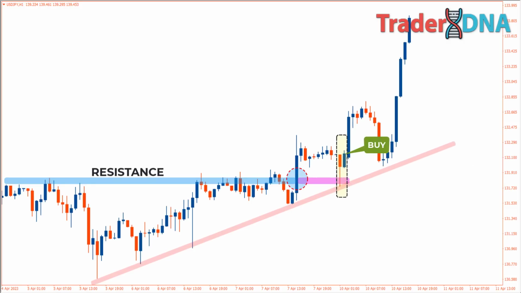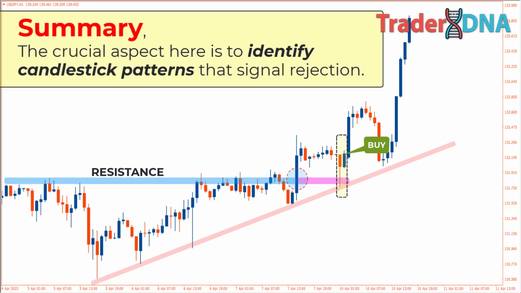In summary, the crucial aspect here is to identify candlestick patterns that signal rejection. Let's proceed to the next topic.